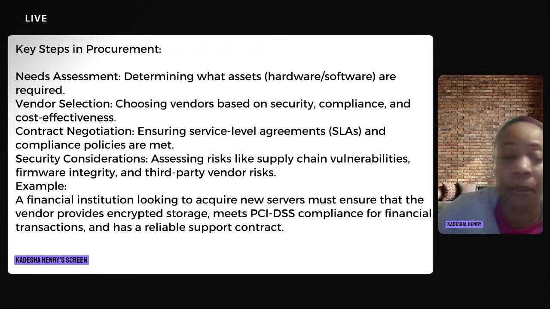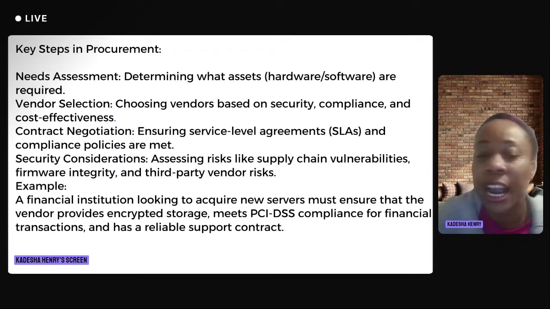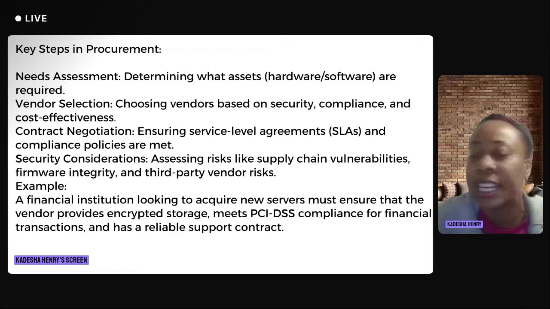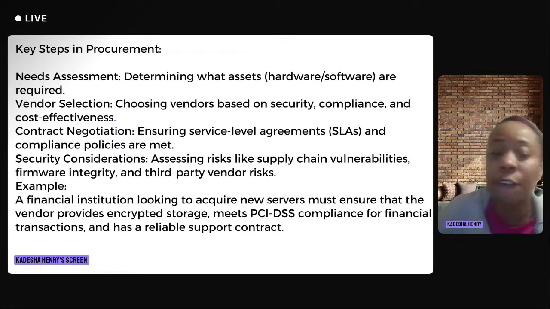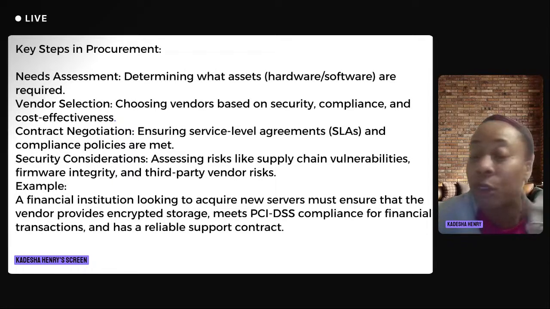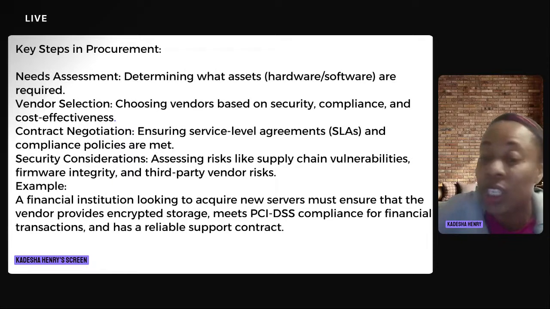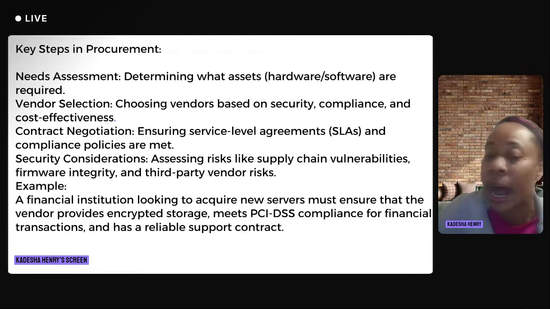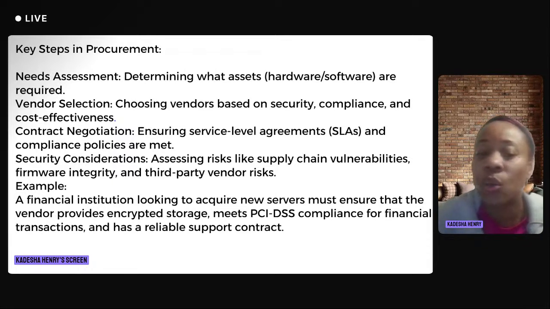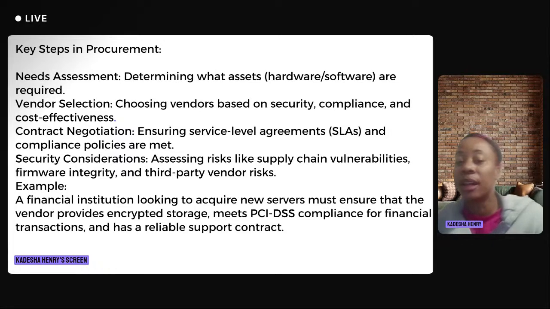Financial, okay, so let's look at an example. A financial institution looking into acquiring new servers must ensure that the vendor provides encrypted storage, meets the PCI DSS compliance for financial transactions, and has a reliable support contract, right? So if you're a financial institution, you're going to need new servers. You must ensure the vendor provides encrypted storage, because you may not have the expertise to do that. The new server must have encrypted storage and meet the PCI standard, because PCI is the organization that regulates the card companies, right? It has its own compliance for financial transactions, and it must be reliable and supported.